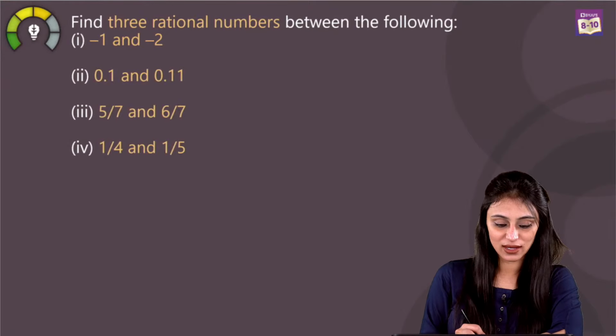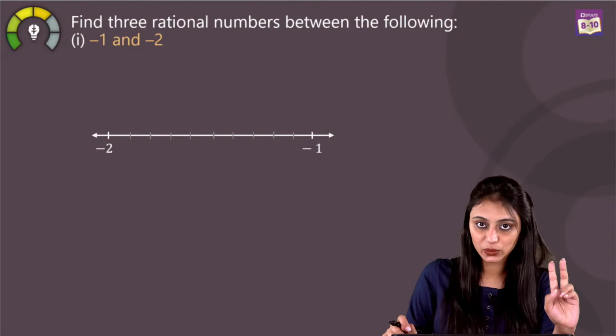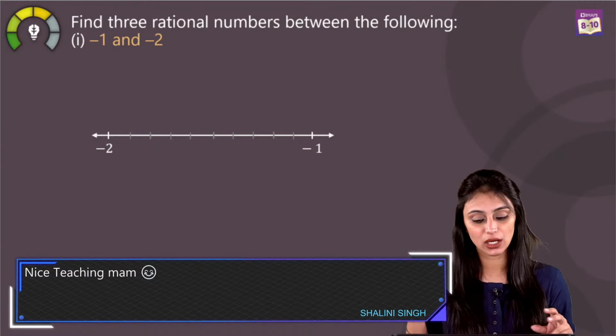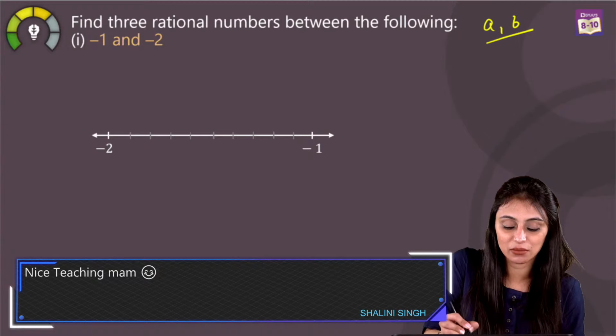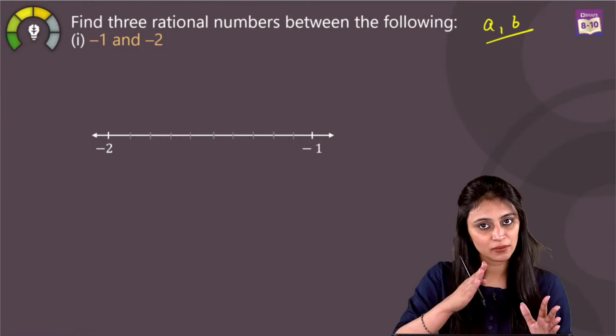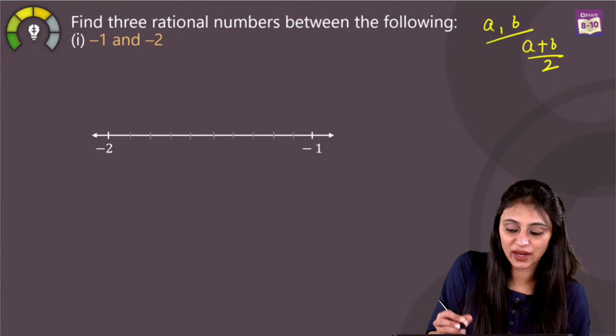Okay, so let's start with this. So minus 1 and minus 2. Okay, I'll tell you 2 things to solve this. When you are looking for rational numbers between 2 rational numbers, let's suppose I have 2 rational numbers A and B. Without even drawing the number line, how are we doing it? Let's suppose I've got 2 rational numbers A and B. To find a rational number between them, simply you add them up and you divide by 2.